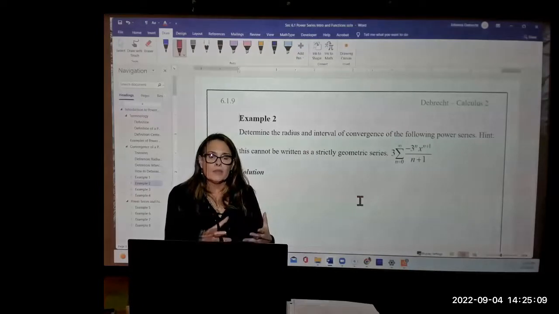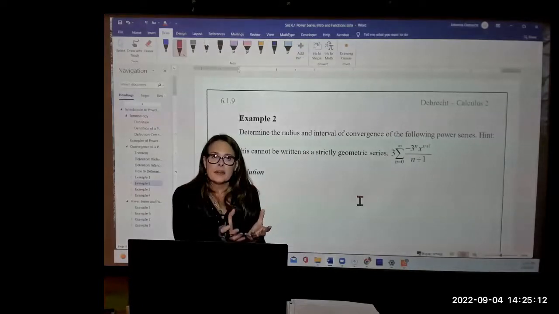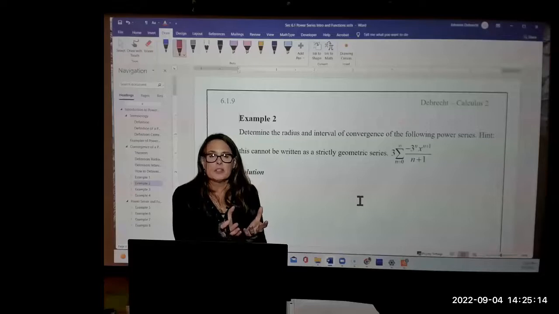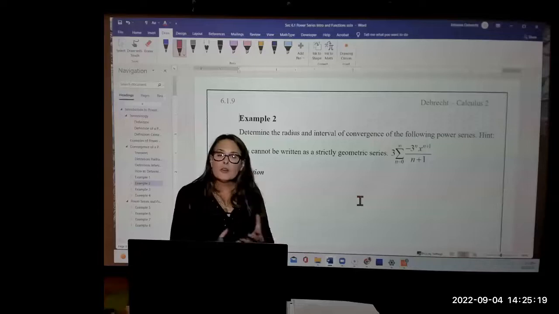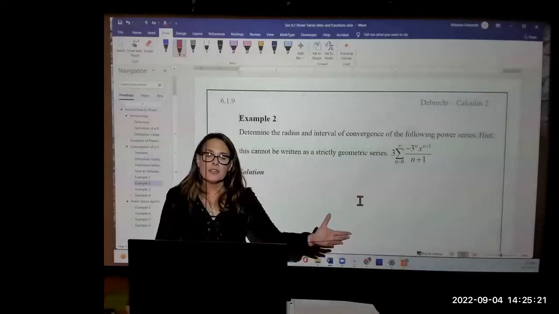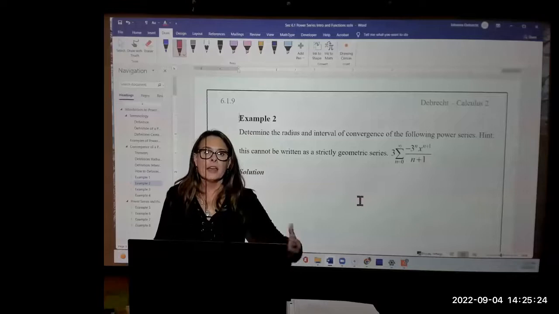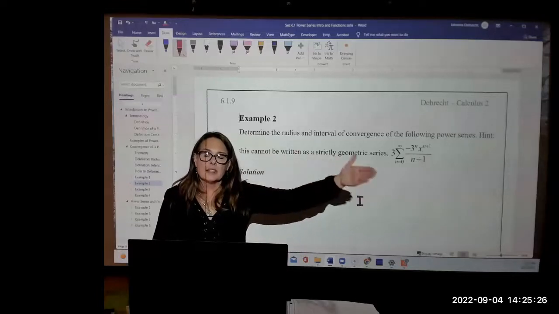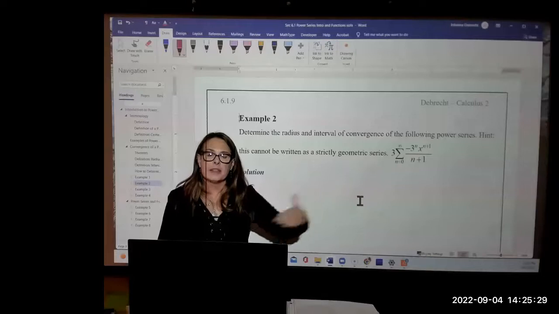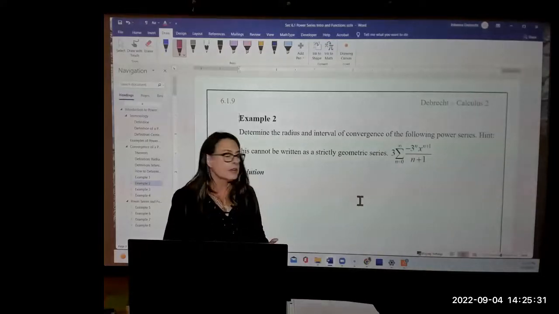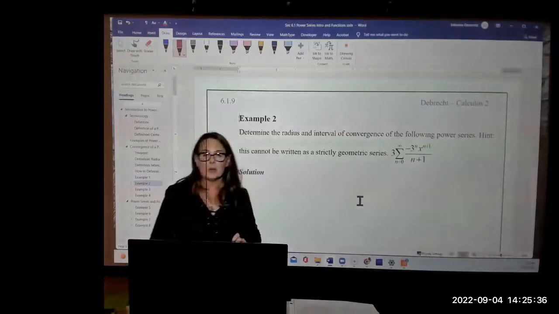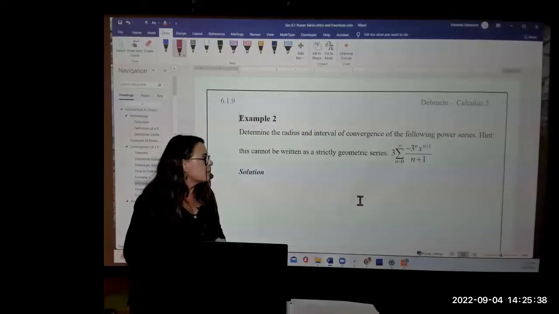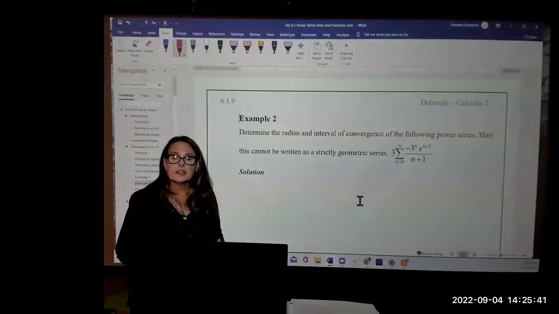no way for that base to not depend upon n, which means that this cannot be written in strictly geometric form. And you can write out several of the terms of the series, and you'll see right away that moving from one term to the next, you're not always multiplying by the same thing. So then you know it can't be written in geometric form. And that's my hint right here. It cannot be written in strictly geometric series form. So what we want to do instead is we want to apply the ratio test.